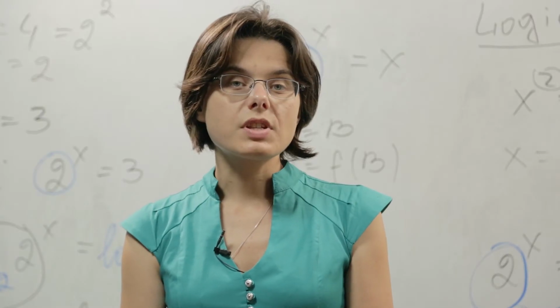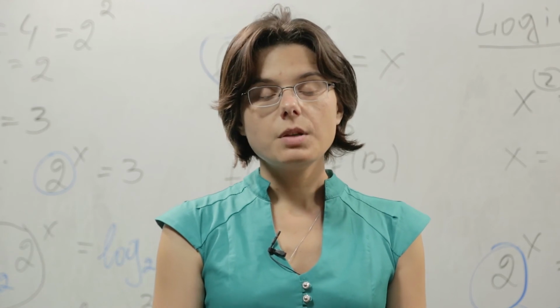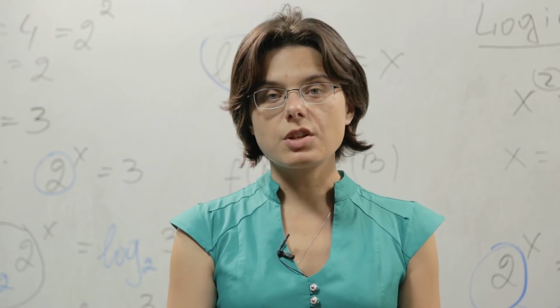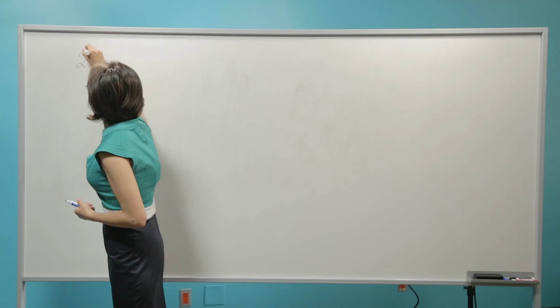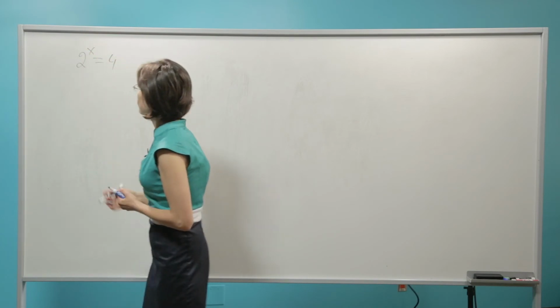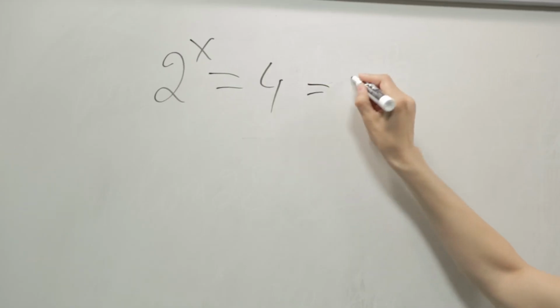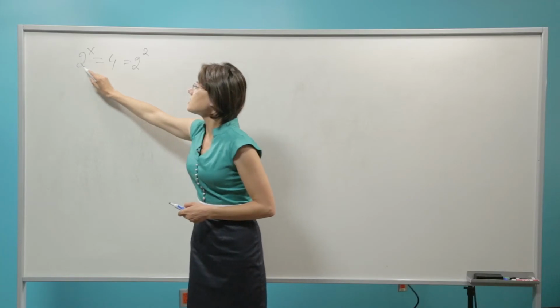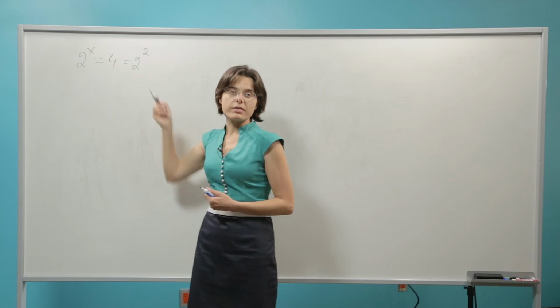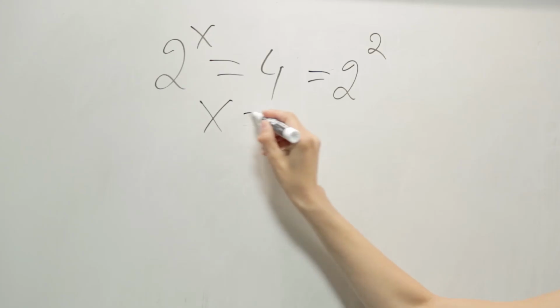Let us try to solve some equations now. Before, we would solve an equation with an exponential function as follows: 2 to the power of x equals 4. What we've done before, we would represent 4 in terms of 2 squared, and we would say that since the bases are equal, then the powers are equal. From here, x is equal to 2.